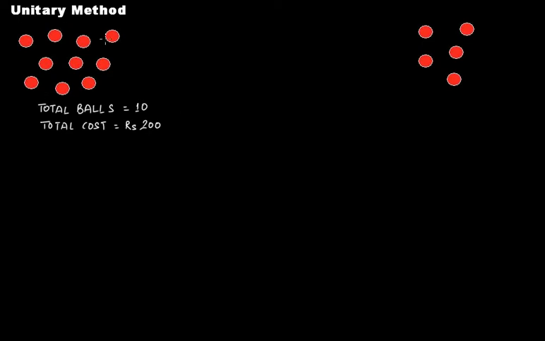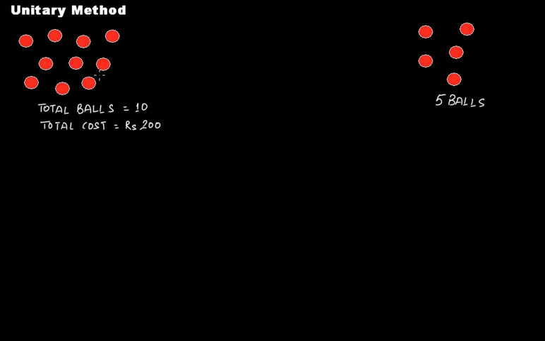In this example, we have 10 red balls, or simply call them balls. These are a total of 10 balls, and the total cost of these 10 balls is rupees 200. Now, suppose I ask you: if the total cost of these 10 balls is rupees 200, then what will be the total cost of these 5 balls? Provided that these are all similar balls, same size, same cost and everything.